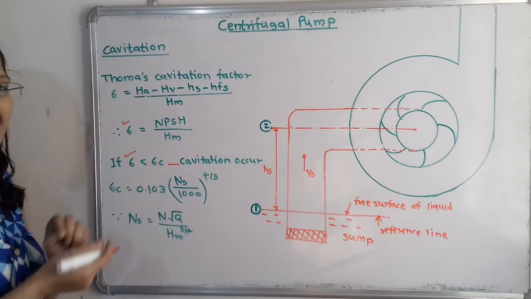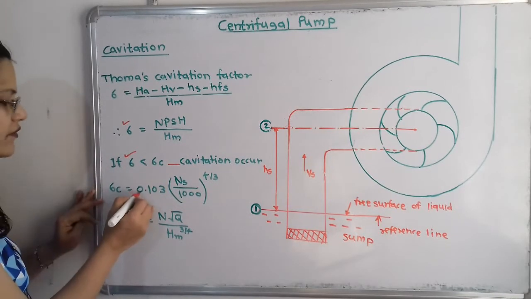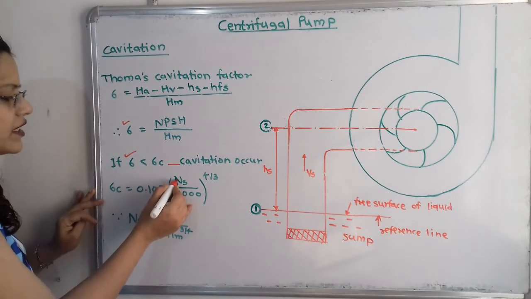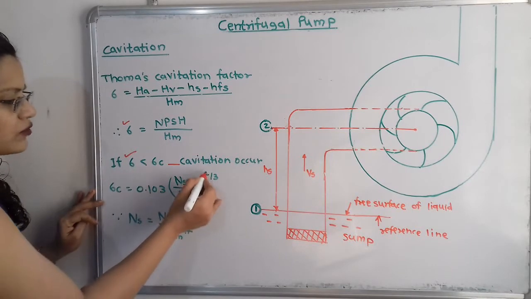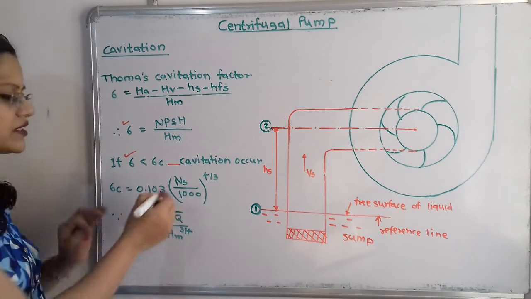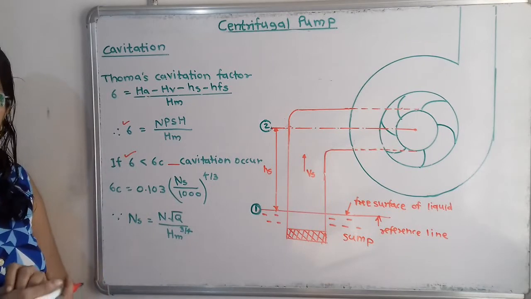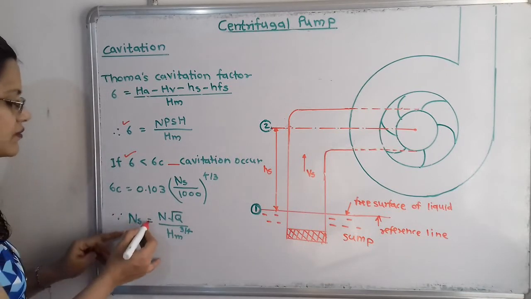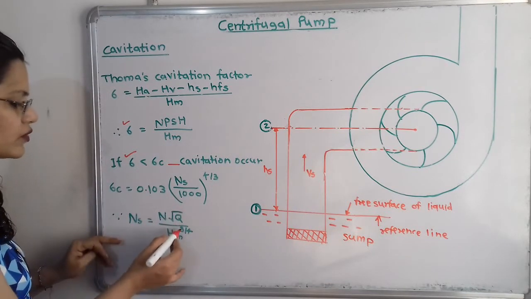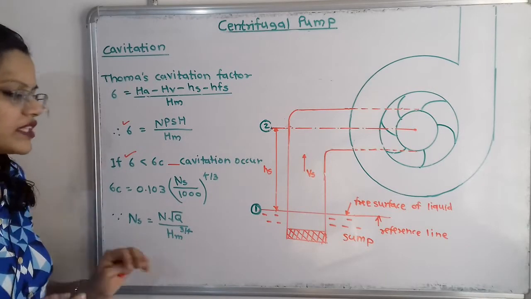So how to calculate this sigma c? Sigma c is equal to 0.103 times, in the bracket, ns by 1000 raised to 4 by 3. What is this ns? Ns is the specific speed, which is calculated as n under root of Q divided by Hm raised to 3 by 4.